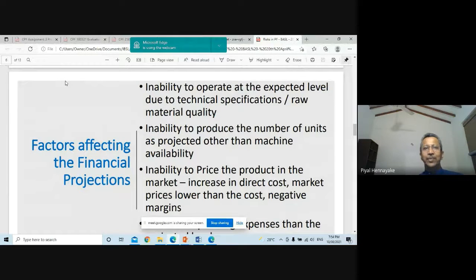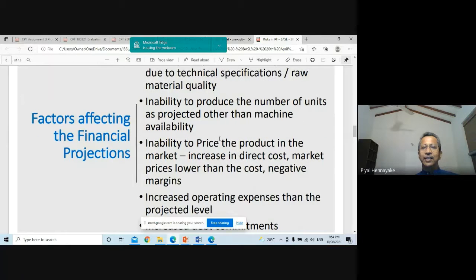And that was, I think, the central bank director of research. He was giving a presentation. Then he told the DSI chairman to try to use local machinery and local raw material for their operations. Right. Inability to produce the number of units as projected, other than machine availability.